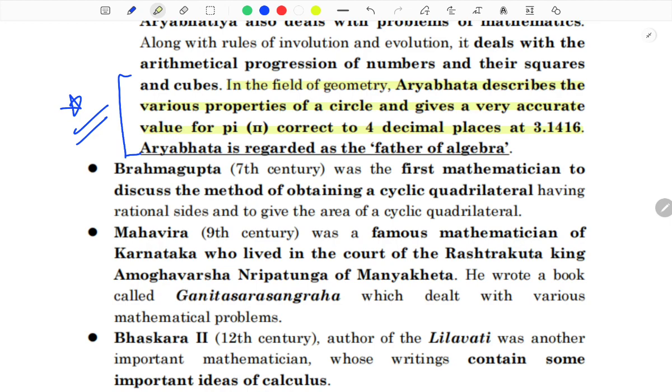Brahmagupta was the first mathematician to discuss the method of obtaining a cyclic quadrilateral having rational sides and to give the area of a cyclic quadrilateral.